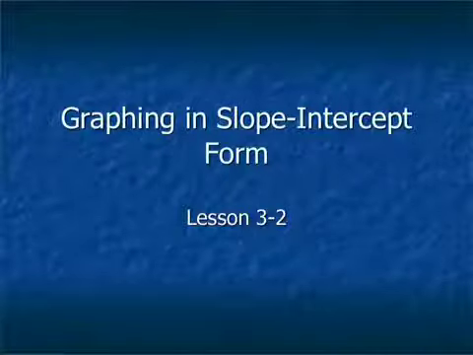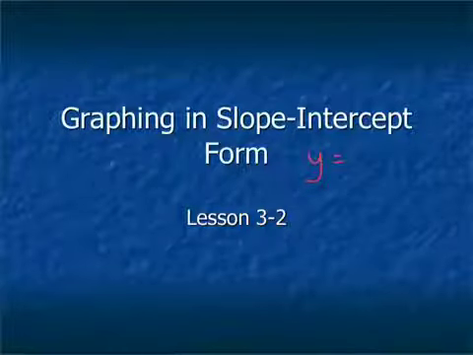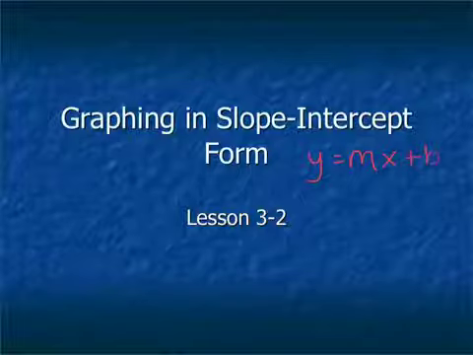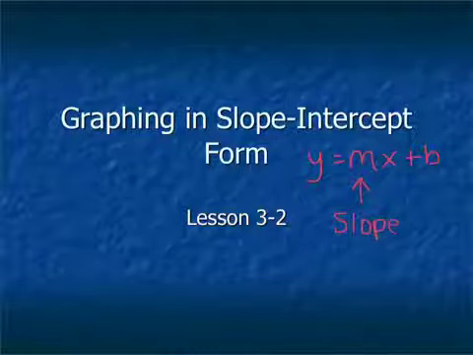Hi everyone. Today we're going to talk about graphing linear equations when the equations are written in slope-intercept form. And just keep in mind, slope-intercept form is that form we talked about yesterday, where it's y equals mx plus b, okay, and the m represents the slope of the line, and the b represents the y-intercept. These are going to be important things for you to remember today.